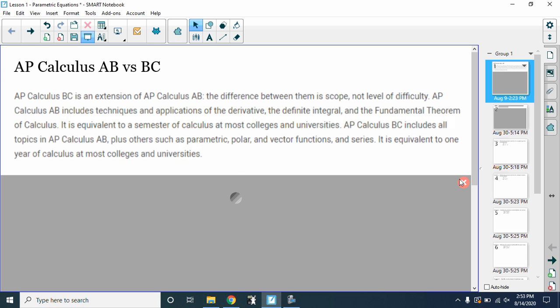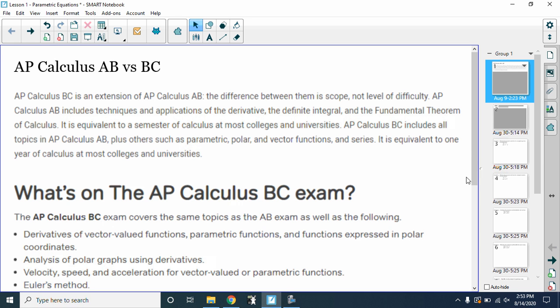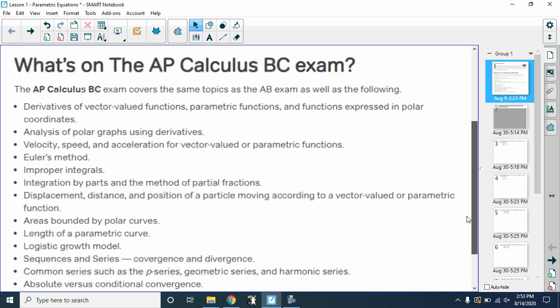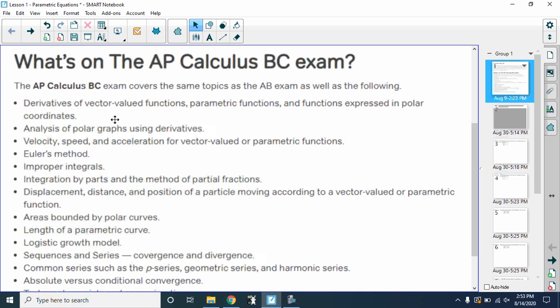They'll go on to say that topics include the following. What's on the AP Calculus BC exam? It includes lots, including all the topics from the AB exam, what we did last year, plus vectors, parametric functions, polar functions, polar graphs using derivatives, parametric functions, Euler's method, improper integrals, integration by parts.